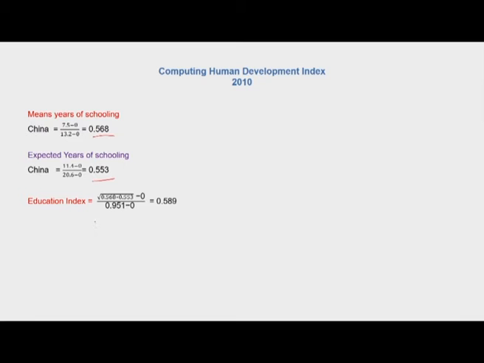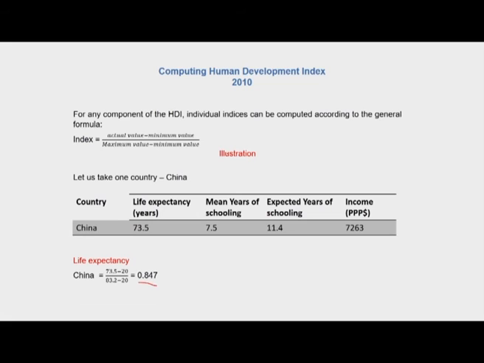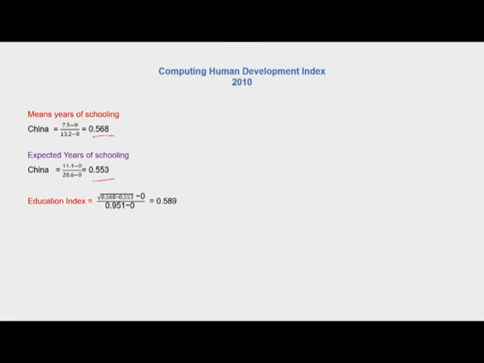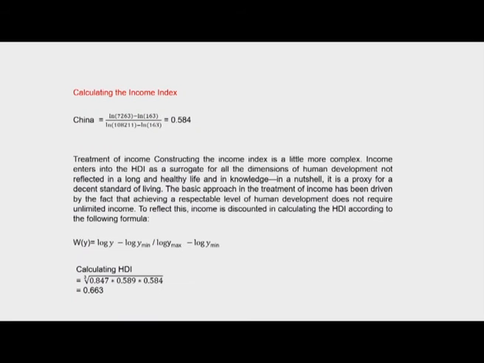0.553, and then the education index is basically the geometric mean of both of these indicators, and then that is transformed into this index value by using the same formula. Actual value, the geometric mean value, is the actual value of the index minus minimum divided by maximum minus the minimum, which comes out to be 0.589.